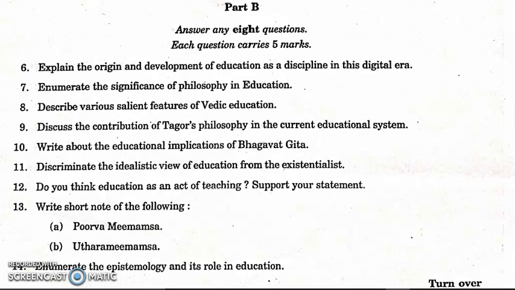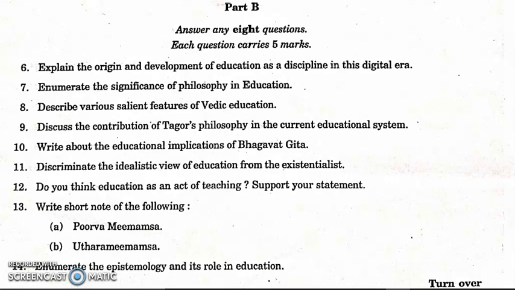So all the question numbers alone shall appear within the margin. That's another thing I need to mention. Then the salient features of Vedic education. Then the contribution of Tagore's philosophy in education system. Write about the educational implications of Bhagavad Gita. Discriminate the idealistic view of education from existentialism.